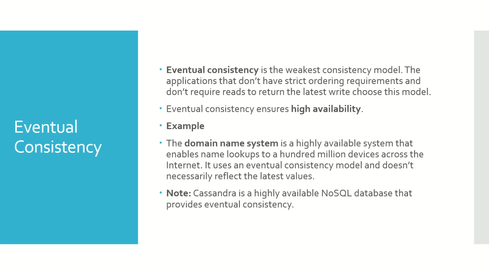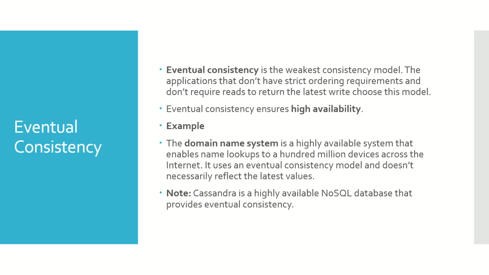For example, in day-to-day life, while we are using the internet, the domain name system converts the domain name we type, say www.google.com, into the IP address to which the request has to go. The domain name system is a very good example of eventual consistency. It does millions of hits and looks up millions of domain names and returns the values, and it basically follows the eventual consistency model.